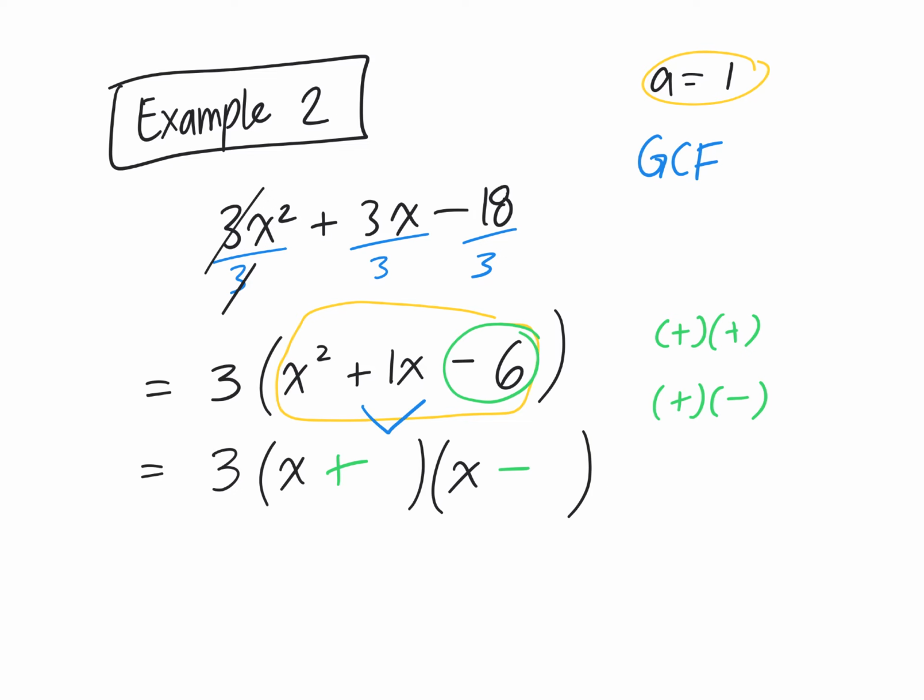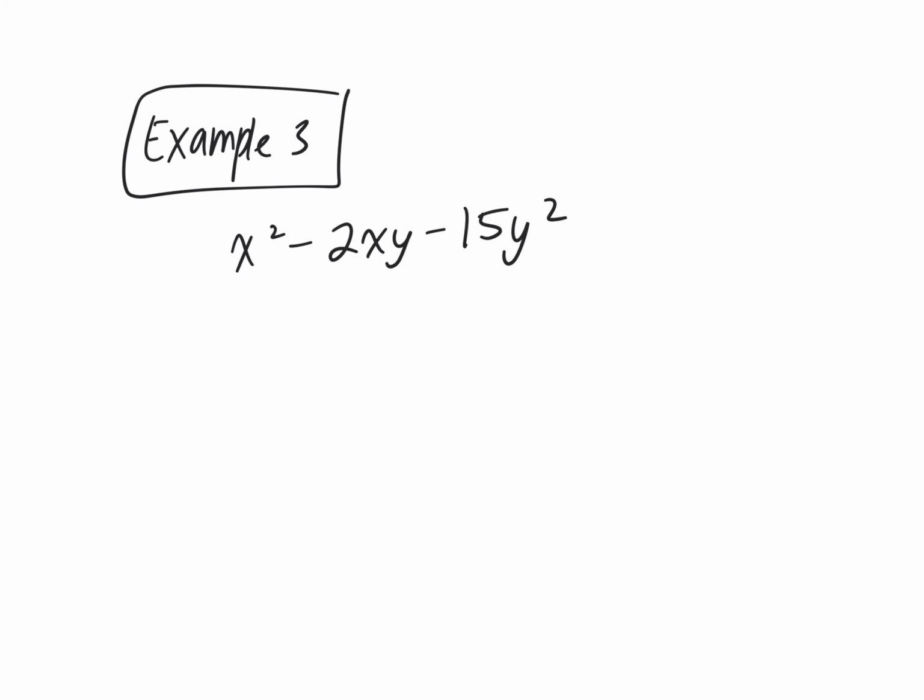What are factors of -6? What times what can give you -6? -3 and +2? Yes. What's -3 plus 2? -1. So that didn't work. It has to be +1. Yes, the other way around. So +3 and -2. What's 3 plus -2? +1. So it's going to be +3, -2. That's the final answer. This is fully factored.